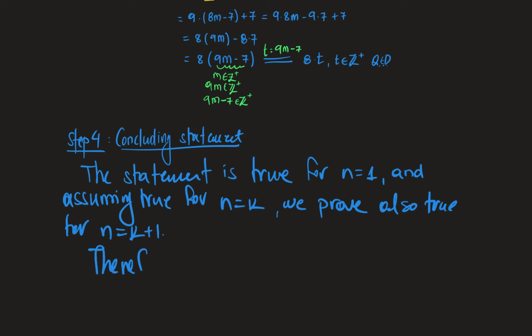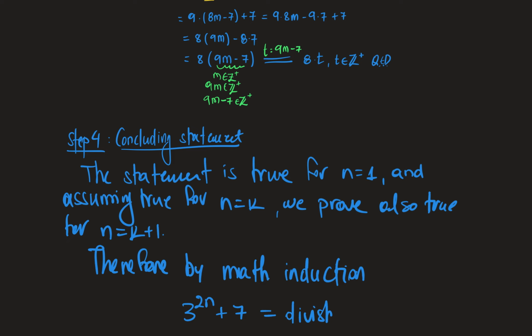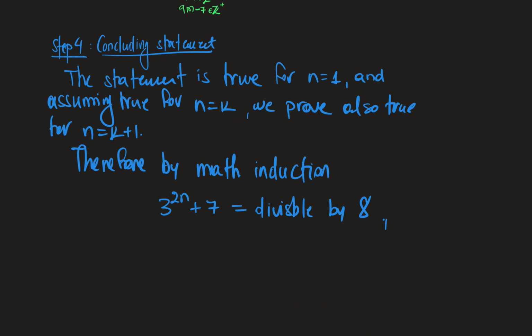Therefore, by the process of mathematical induction, the initial statement, so 3 to the power of 2n plus 7 is divisible by 8, for every n positive integer. And this is how you finish the mathematical induction process.